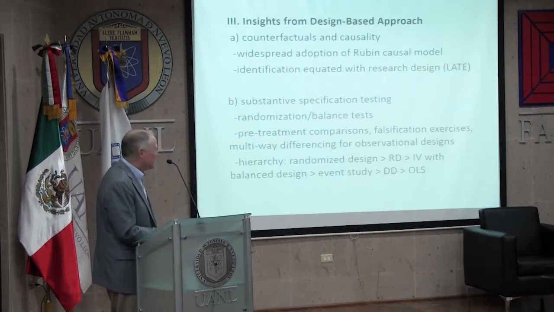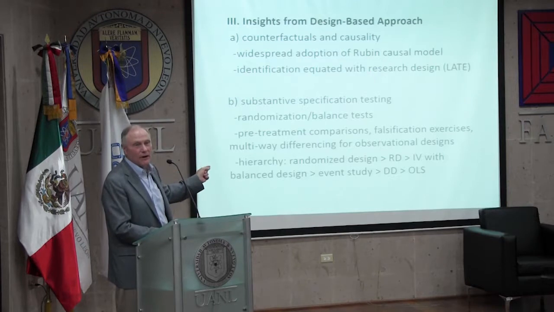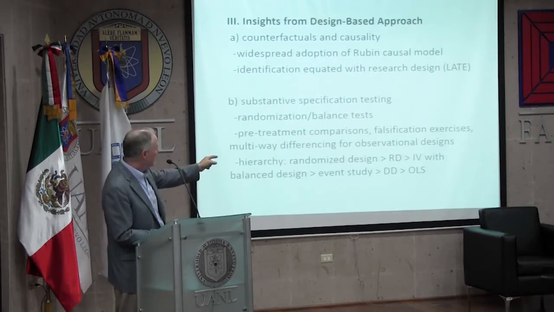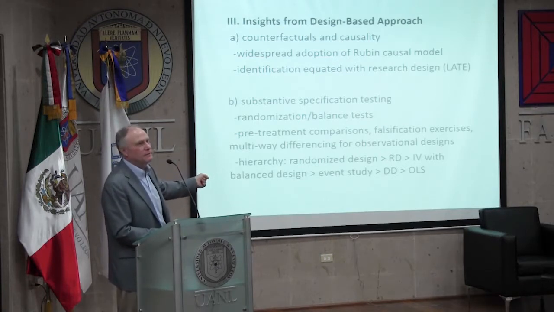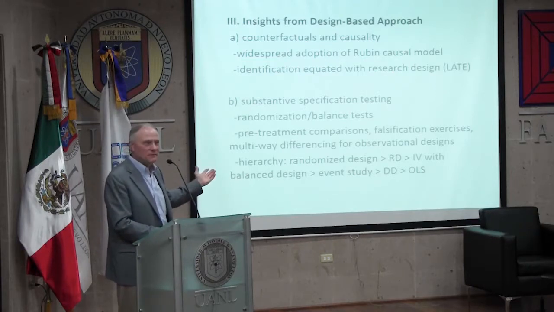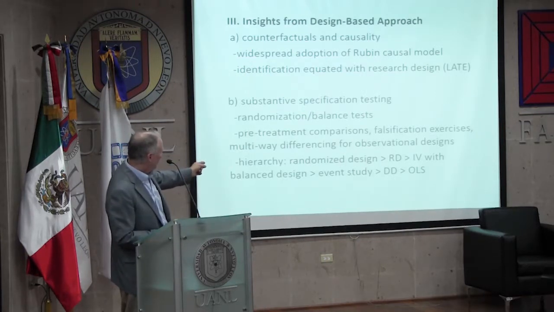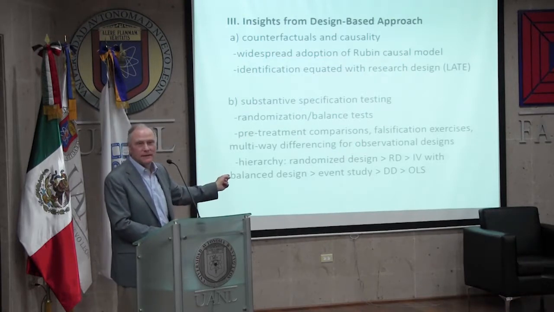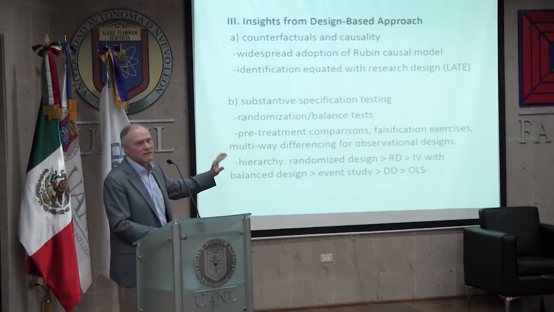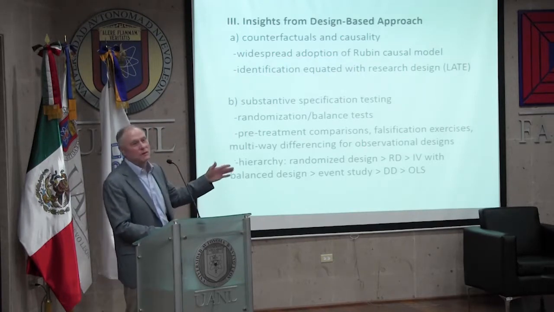And there's a kind of hierarchy that's emerged: a randomized design is better than an RD, regression discontinuity, which is better than IV with a balanced design, which is better than an event study, which is better than difference-in-differences, which is better than OLS. You might not have ever thought about this before, but actually the Institute of Education Sciences in the US, when they evaluate research, uses that hierarchy. And they won't fund anything below event study. Basically, if it's DD or OLS, you're not going to get funded. You get more points if you're randomized, and more points if you're regression discontinuity.